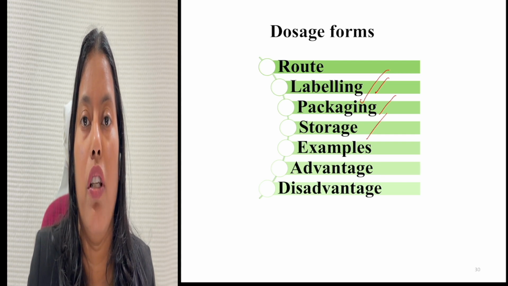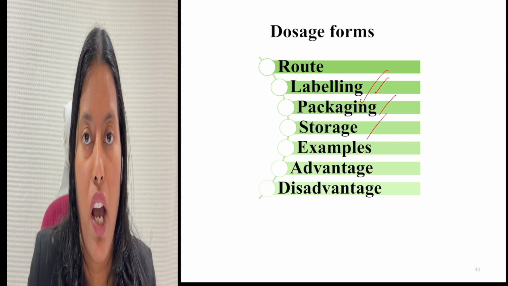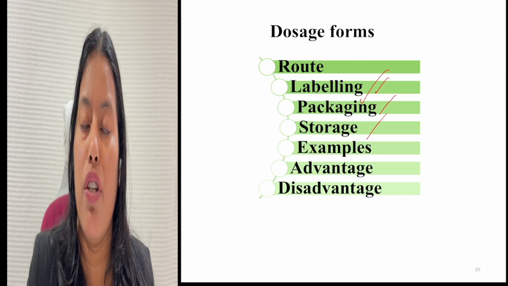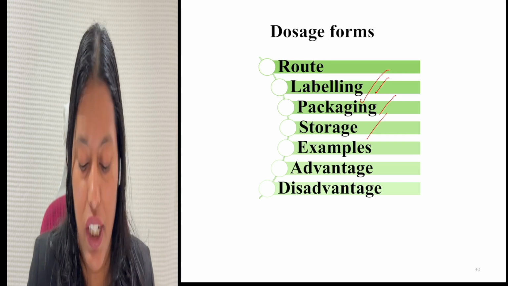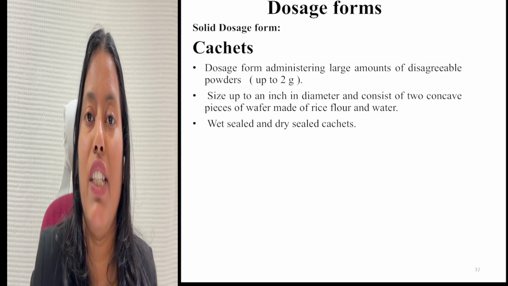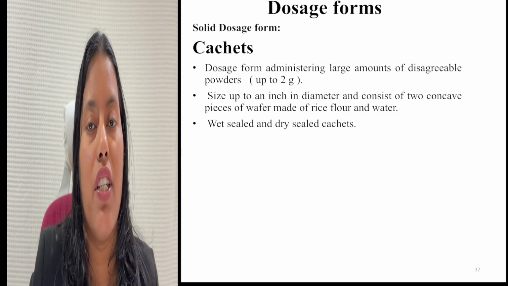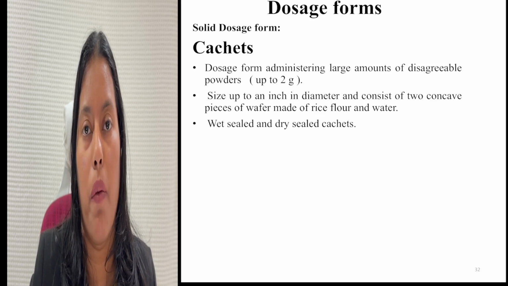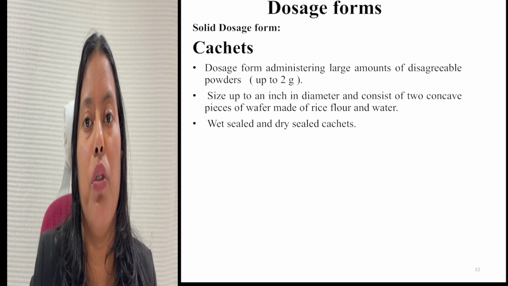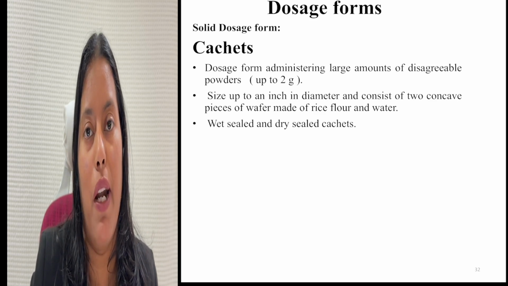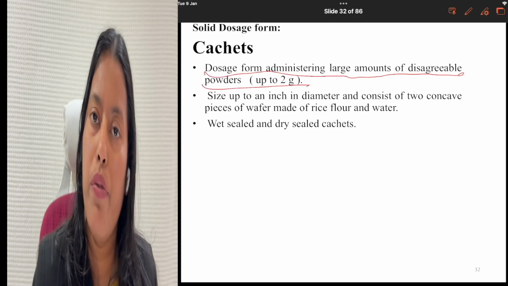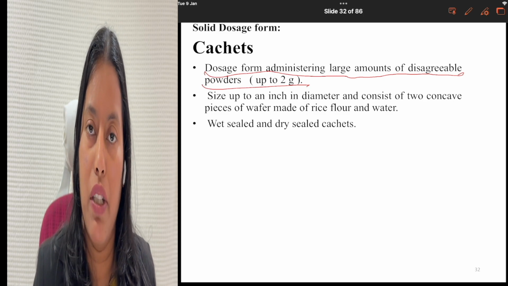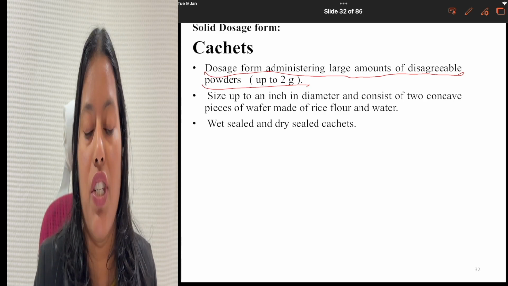So based upon which formulation you have used and how to take that formulation, you have to write the labeling directions. Sachet. What are the sachets? Sachet is basically a powder formulation which is enclosed into wafers made up of rice flour. So up to 2 grams of powder you can administer through the sachets.